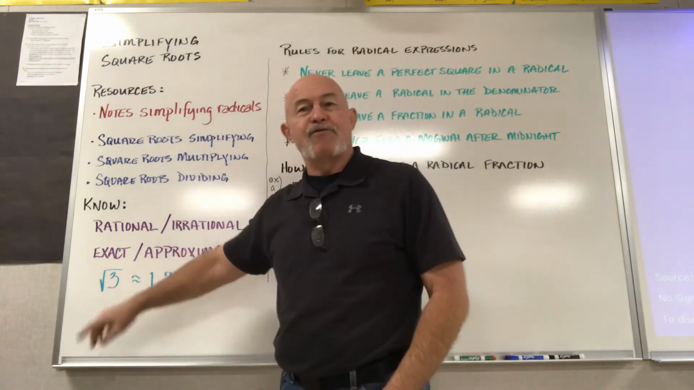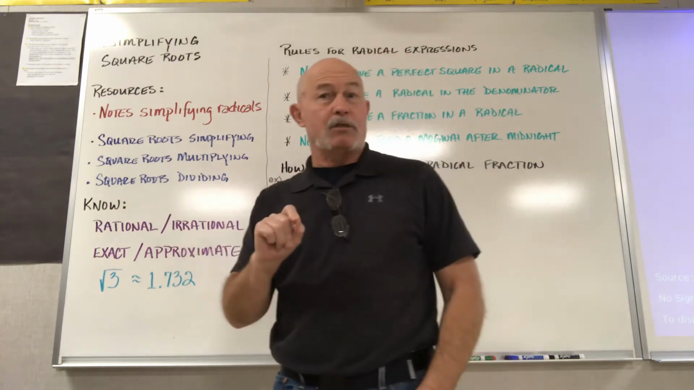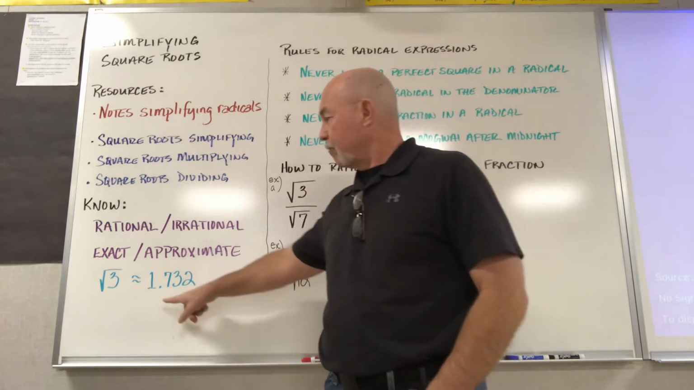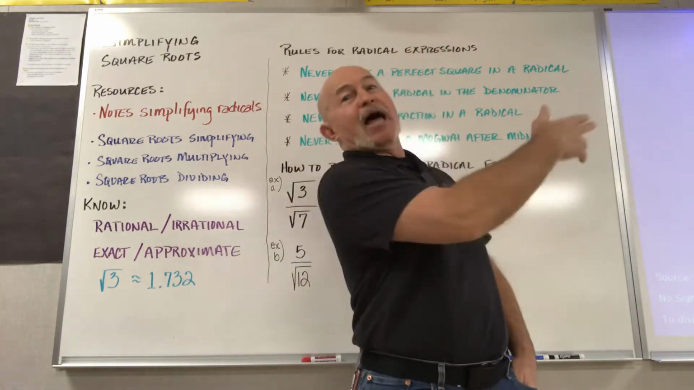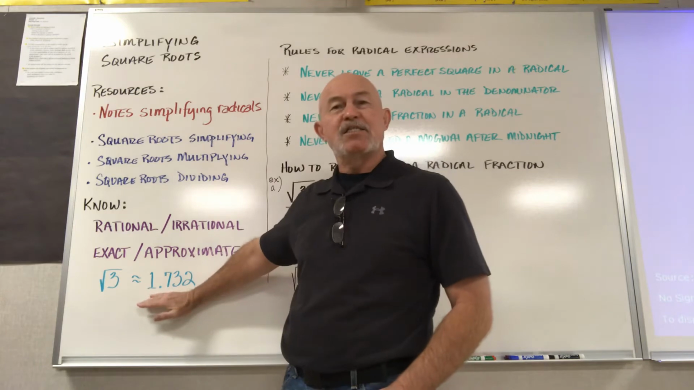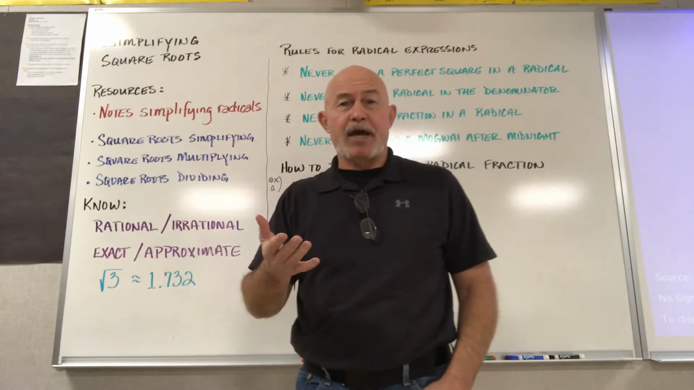The square root of 3 in that form, radical 3, is an exact answer. If we hit the square root key on our calculators, you're going to get 1.732 and so on forever. It's an irrational number. So that is considered approximate. Time and a place.